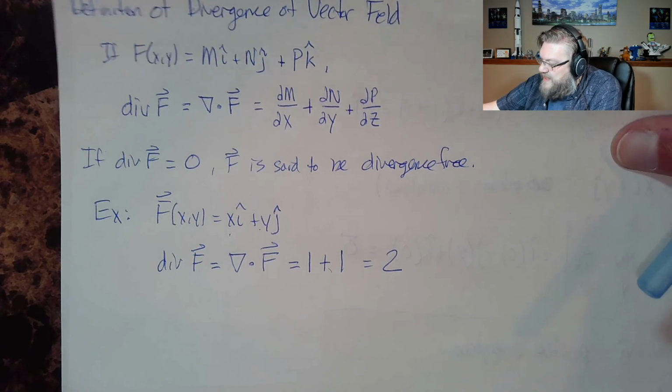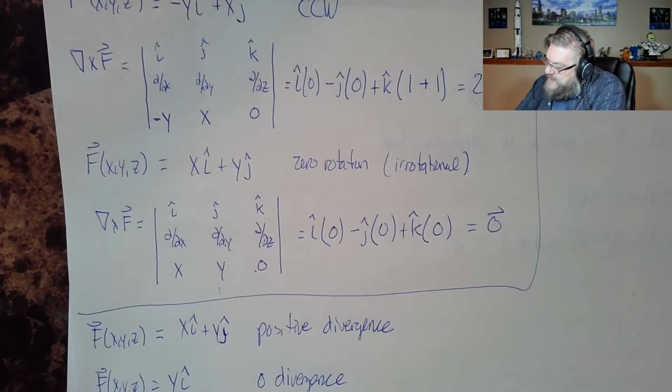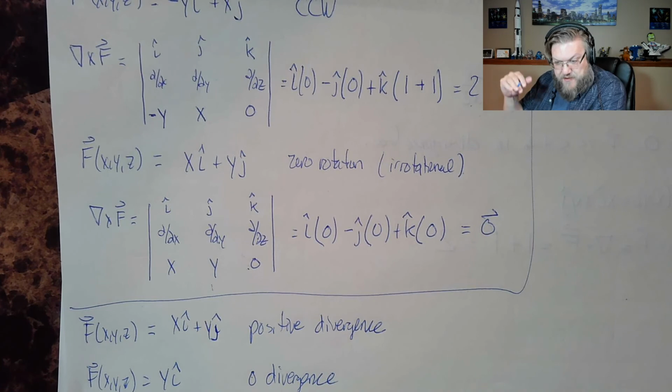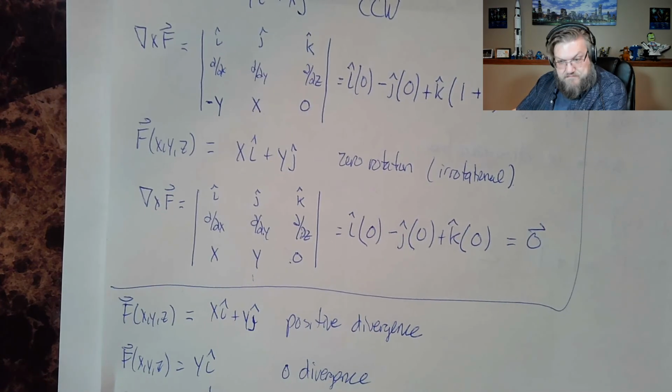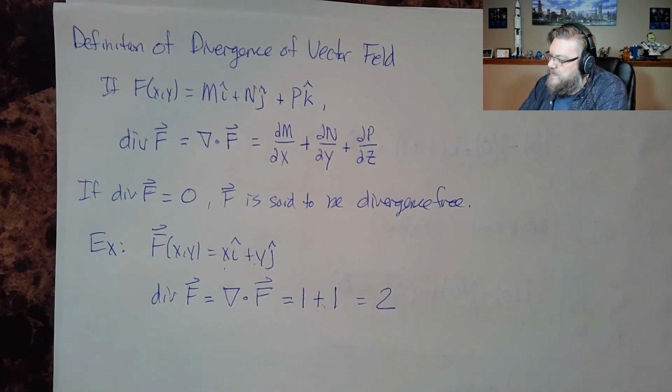And that meant what? That more, shoot, I lost my picture. Positive divergence meant what? More goes out than in, right? More goes out than in. I think I said that right, yeah?